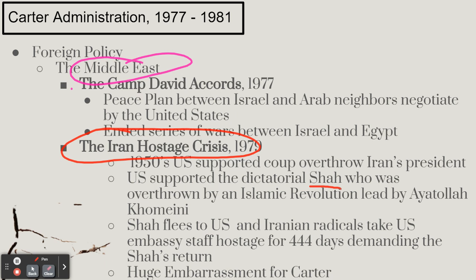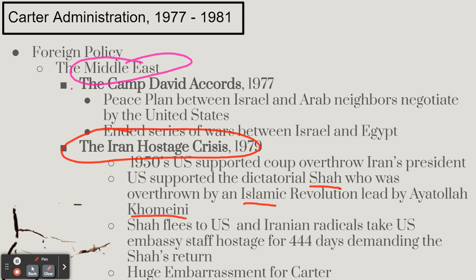But in 79, he is overthrown by, and the key piece here is an Islamic revolution. Iran becomes an Islamic governed country under Ayatollah Khomeini. And the Shah ends up fleeing to the United States, where we let him in the country where he can live here as a refugee. And he had to get cancer treatment. So we were going to treat him for cancer. What happens?